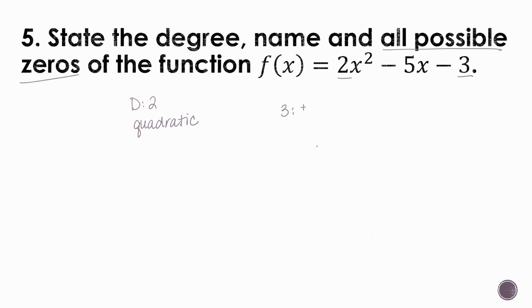So all of the factors of 3 are 1 and 3. The factors of 2 are 1 and 2. So I'm going to take all of the top divided by all of the bottom, which is p over q. So I'm going to have plus or minus 1 over 1, plus or minus 1 over 2, plus or minus 3 over 1, plus or minus 3 over 2. Those are all of my possible zeros. Now remember, I said you only have to state them all if I tell you to. So this is an example where I'm telling you to, so you do have to state them all, okay?